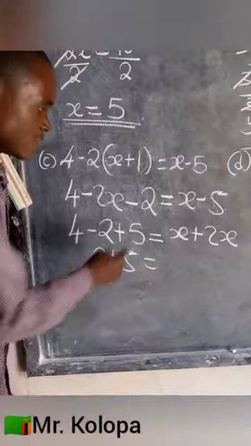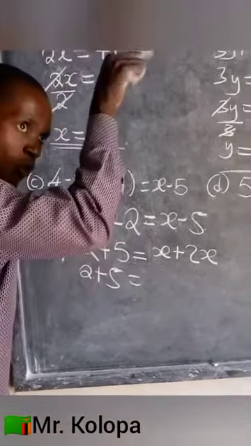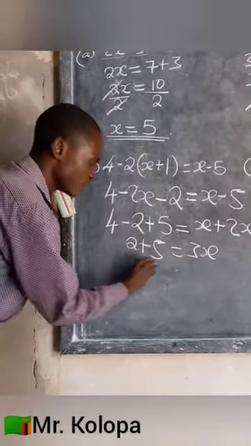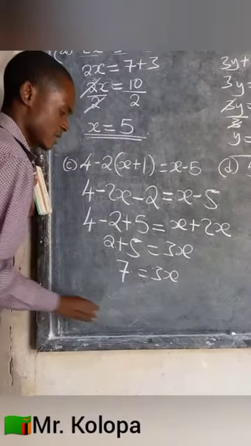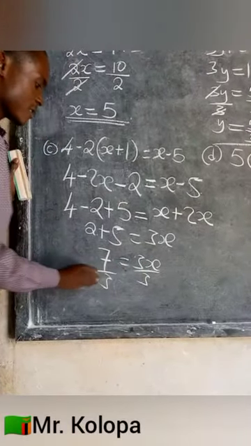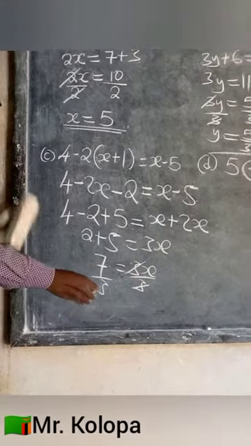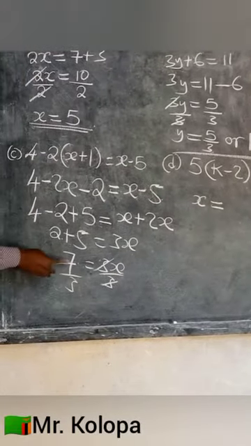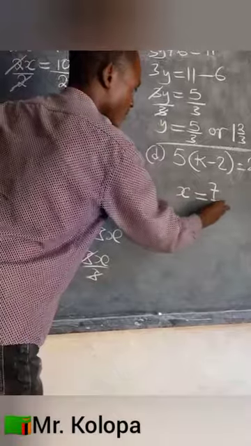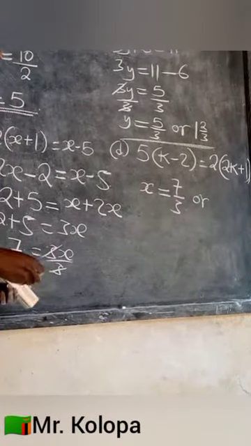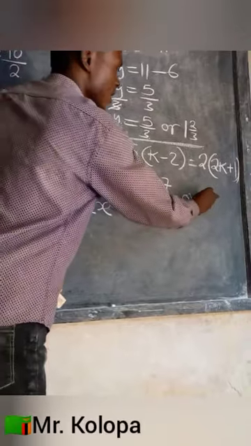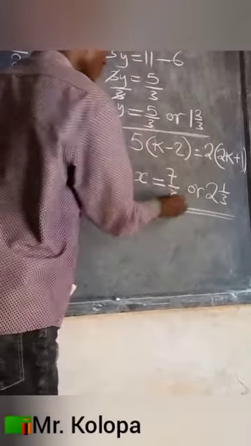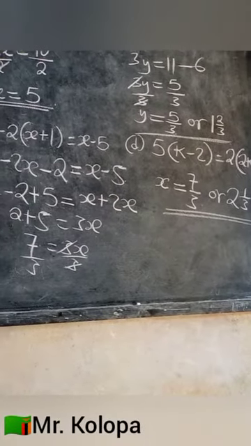If you didn't watch the first video, make sure that you watch all the videos that we have given you. So this will give you 3x. This plus that, you get the 7 is equals to 3x. This is over 3, over 3. So the final answer, we'll write it here. x equals 7 over 3, or you can write it in the mixed fraction. 3 into 7 we have 2 remainder 1, so 2 and 1 over 3. So this is your final answer on question C.